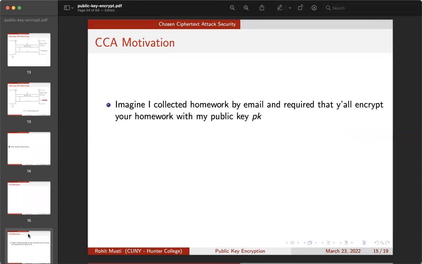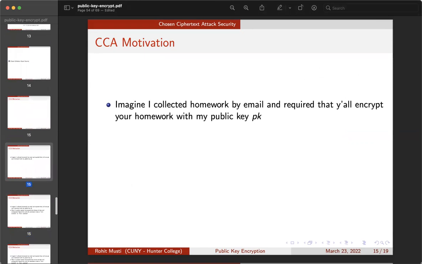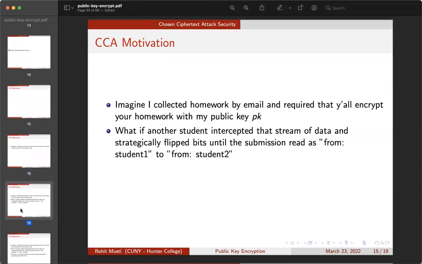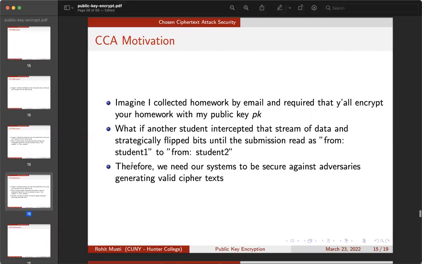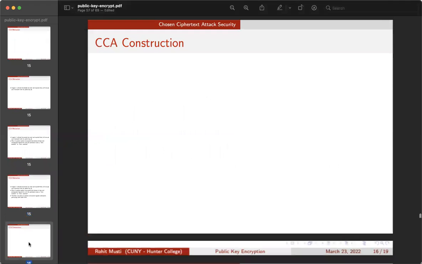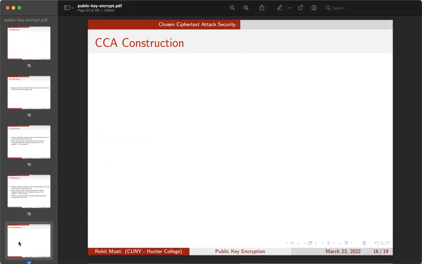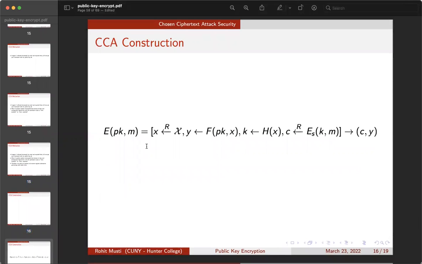Imagine I collect homework by email and require that everyone encrypts their homework with my public key, PK. Well, what if another student intercepted the stream of data and flipped bits until the submission, instead of reading from student 1, read as from student 2? So we need our systems to be secure against adversaries generating valid ciphertext. Ideally, no adversary can generate a valid ciphertext. So let's talk about CCA construction.